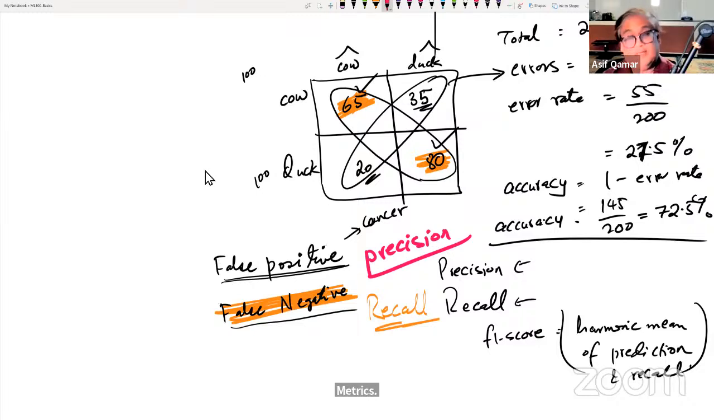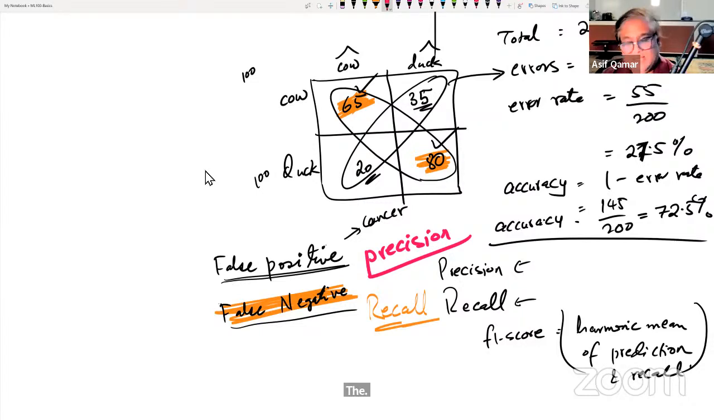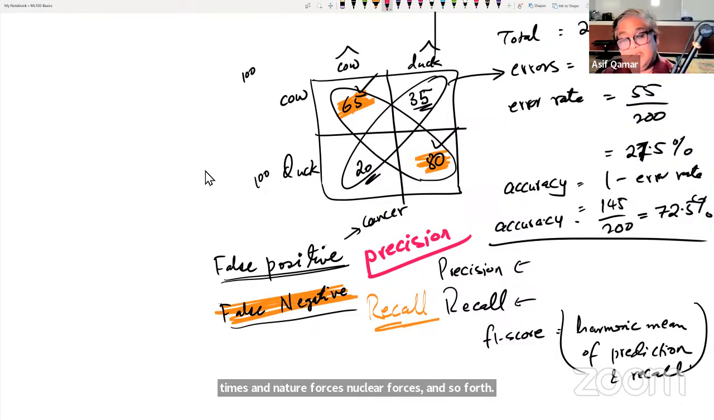For example, in particle physics, if you are making a prediction, if you're looking at a lot of subatomic particles being bombarded against each other in a particle accelerator, in these ginormous high energy interactions, for the tiniest of instants, exotic new particles get created. Those particles have very tiny lifetimes, but they give us a clue into the ultimate fabric of this universe, the fundamental laws governing space-time and nature, of forces, nuclear forces, and so forth. They provide validations for various standard models, and so on and so forth.